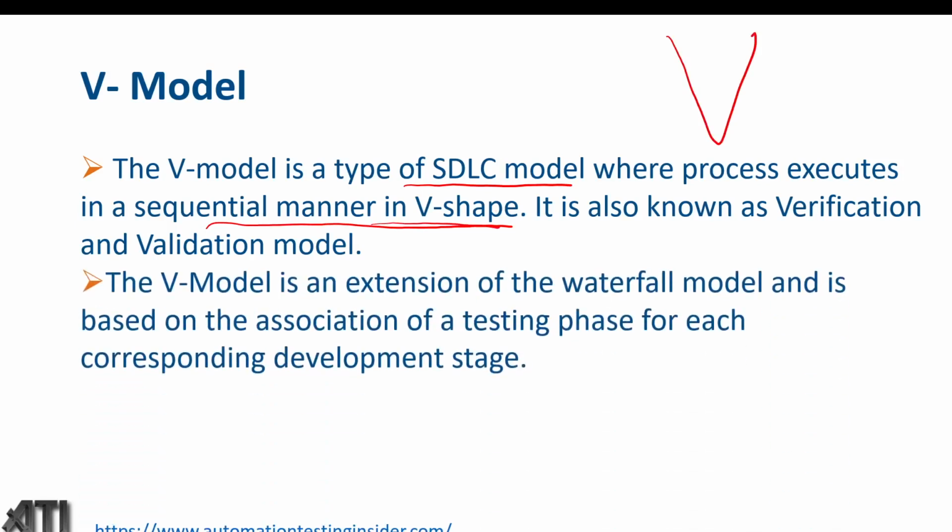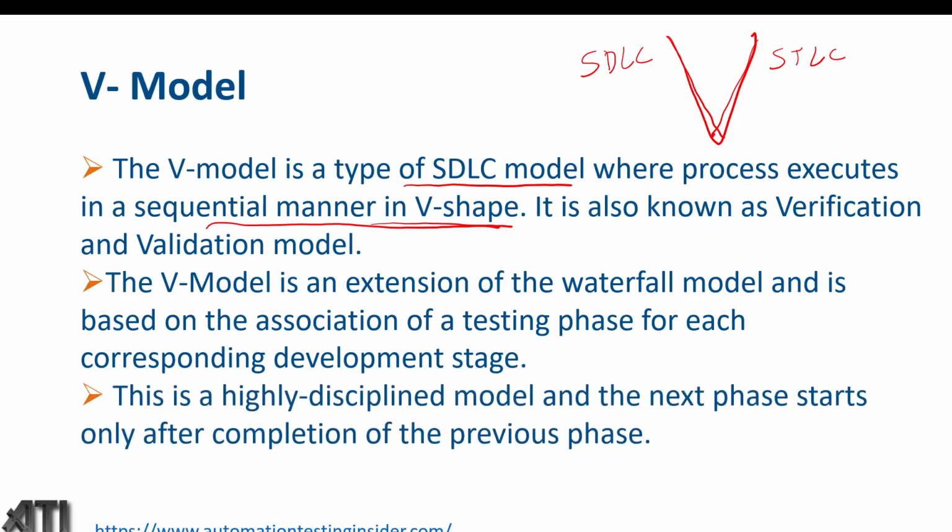The V model is an extension of waterfall model and is based on association of a testing phase for each corresponding development phase. So this left side of the V is called software development lifecycle, and this is software testing lifecycle. This belongs to the development team, and this belongs to the testing team. And what is the next?